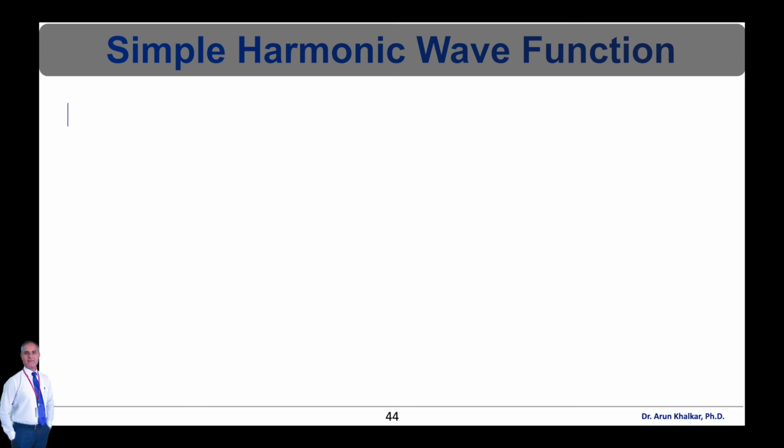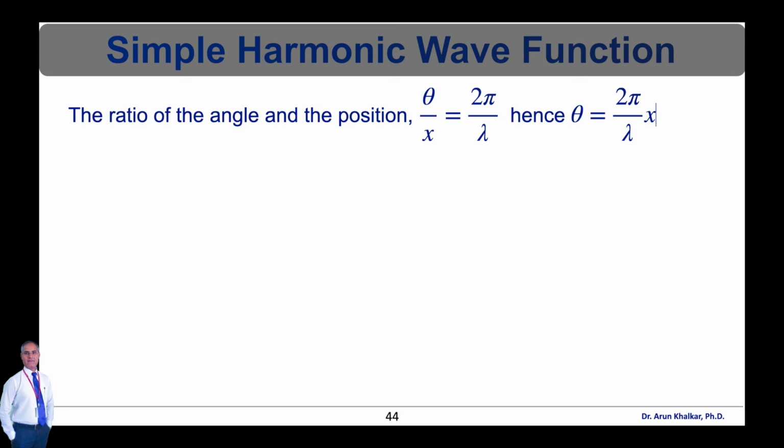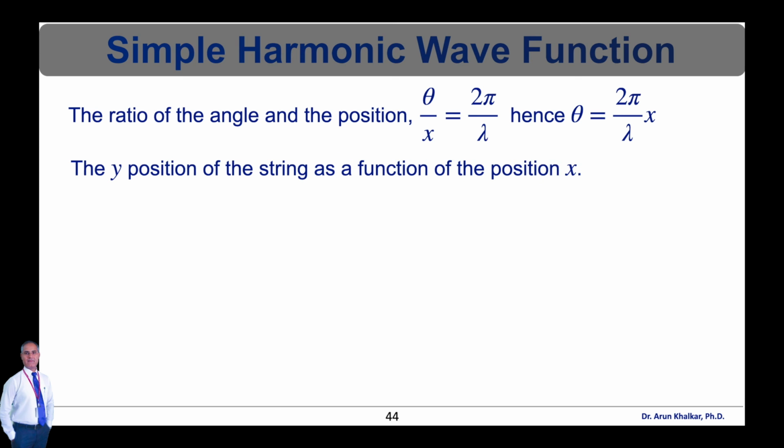Consider the ratio of the angle and the position: theta upon x is equal to 2 pi upon lambda. Hence, theta is equal to 2 pi upon lambda into x. Therefore, using theta equal to 2 pi upon lambda into x and multiplying the sine function by the amplitude capital A, we can now model the y position of the string as a function of the position x. Therefore, we can write y of x is equal to A sine of 2 pi upon lambda into x.